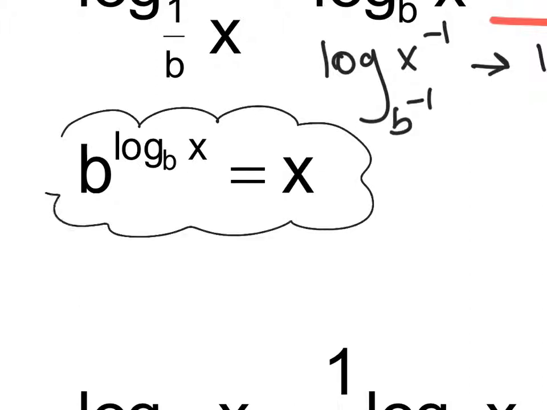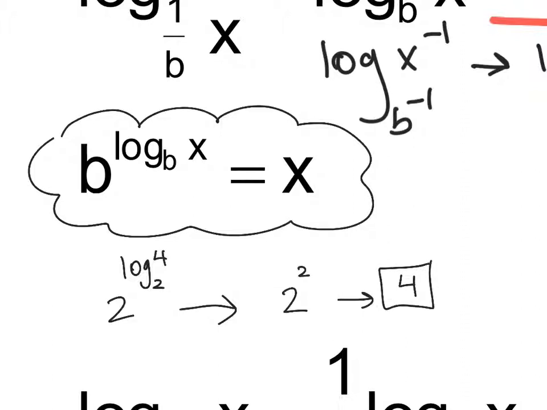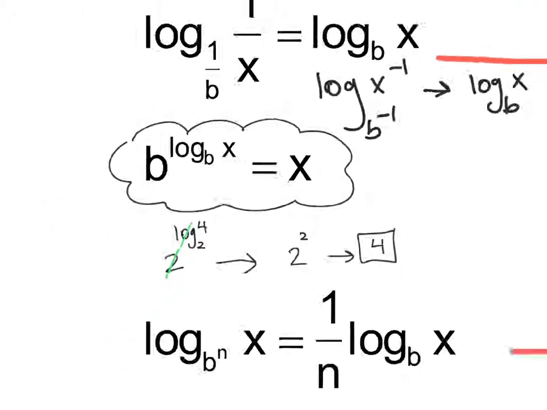Let me show you why this works. So box it, and let me show you why this works. 2 to the power log base 2 of 4. You know the answer. What's the answer? 2 to the 2, 4. The answer is 4. Now let me show you why. 2 to the power log base 2 of 4. 2 to the power, what would give you 4? 2. So 2 squared is 4. Do I have to do this work? No, I can simply cancel those out and I'm left with 4. You can do that.